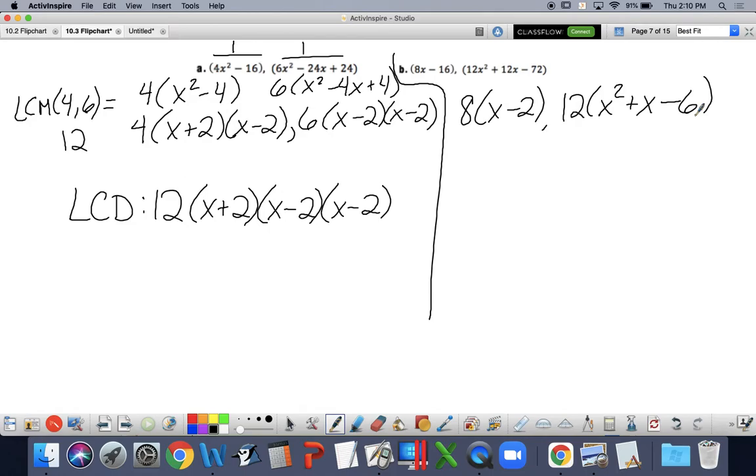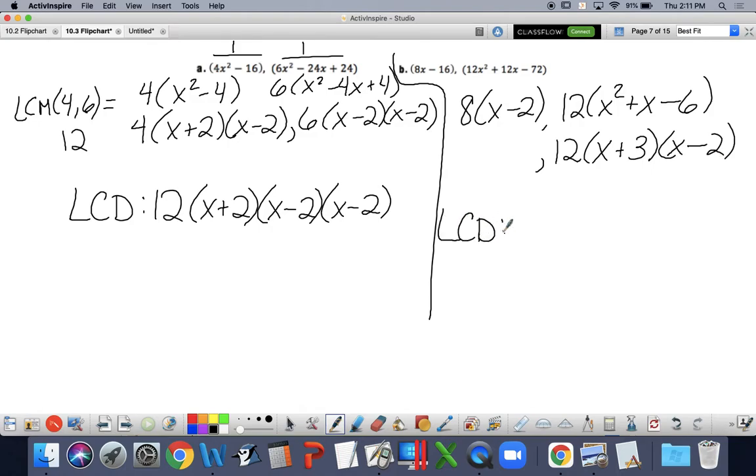And then from there, I'll factor it down. So I need two numbers that multiply to give me a negative 6, but add to give me a positive 1. X plus 3 and x minus 2.